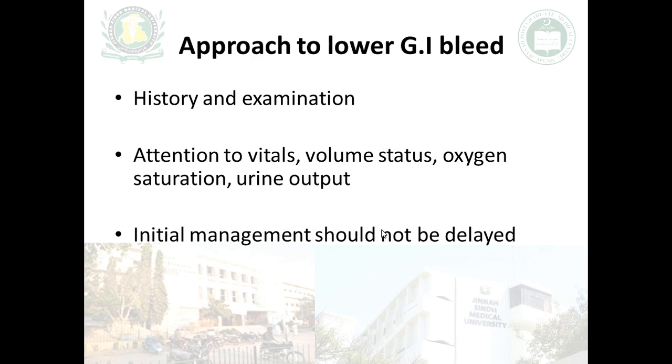And initial management should not be delayed. So these are the three main pillars for the management and approach to a patient who presents with a lower GI bleed. Thorough history and examination should be done, specific attention to the vitals should be given, and if the patient needs management, you should not delay it for the investigations.